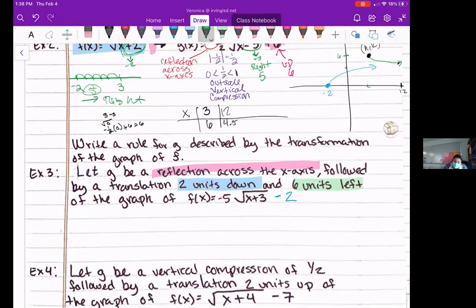Well, 6 units left means it needs to be on the inside. We already have a +3. I don't care. You're still going to write what you need to write. It's 6 units left, so I'm going to put a +6 on the inside with that one. So what we really have right now is g of x equals -5 times the square root of x plus 3 plus 6, and then a -2. So to get your final one, just simplify it. Well, what's 3 plus 6? 9. There you go. That's your new equation.